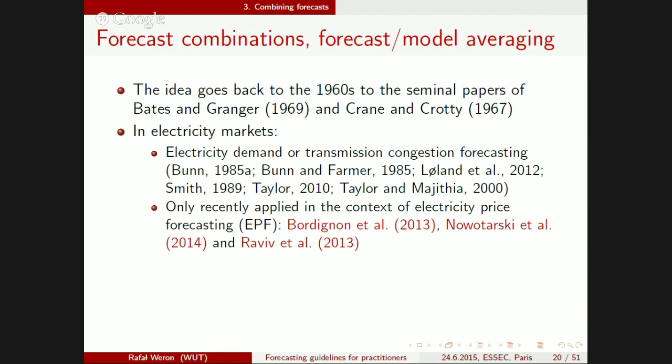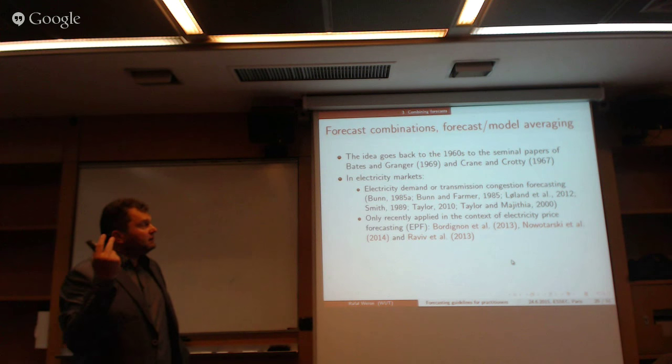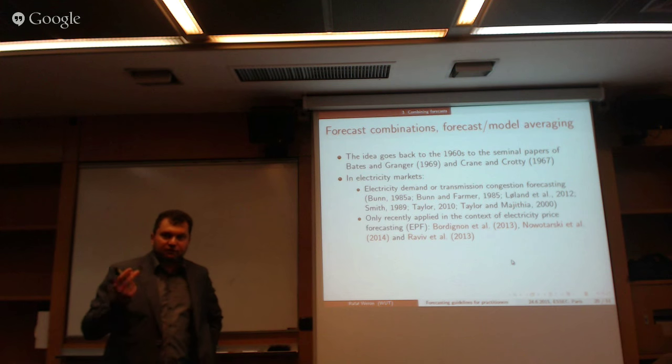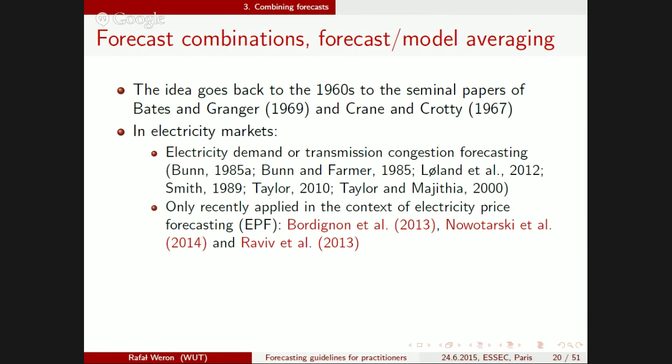The history goes back to the 1960s and the works of Bates and Granger and Crane and Crotty, which were some of the first papers published on the idea of combining forecasts, meaning that you have a few predictors, a few methods to predict your process, whatever it is, the load or the price. In the simplest case, you just take the arithmetic average of those predictions. And this has very good properties. It's robust. It has lower variability than any of the individual forecasts. And on average, it's not worse than the individual forecasts.